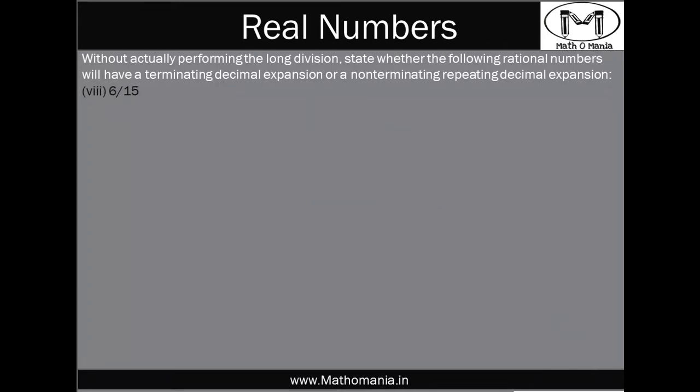Moving to 8th part, 6 by 15. Now as we can see that 3 is a common factor over here. First of all we will change it into simplest form. On dividing by 3 we will have 2 by 5. Now in the denominator we have 5 only. So this will be a terminating fraction, right?